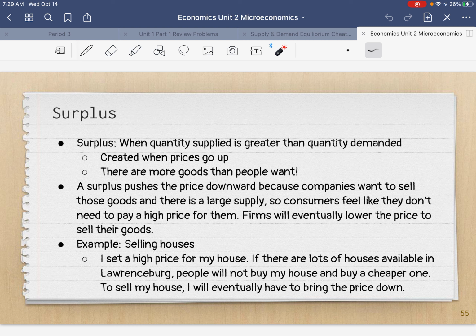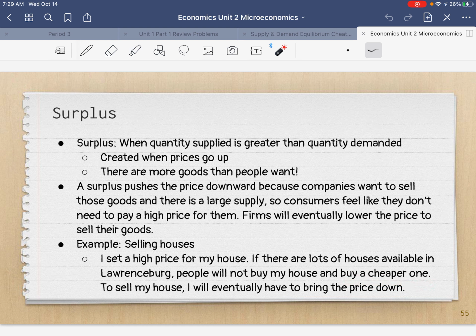Let me give you another example. Let's use the housing market again. Let's say that I set my house for a high price, okay? I set my house for 160 when it's really worth 150K. So I set it for 160,000, okay? But there are lots of other houses available in Lawrenceburg. People aren't going to pay 160,000 if there's a bunch of other similar houses that are going for 140 and 135 and 150. Instead, they'll buy one of those cheaper ones.